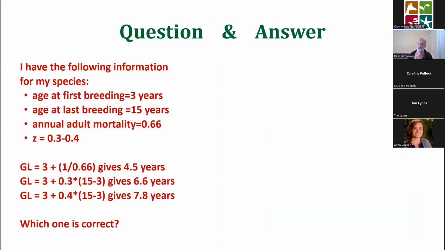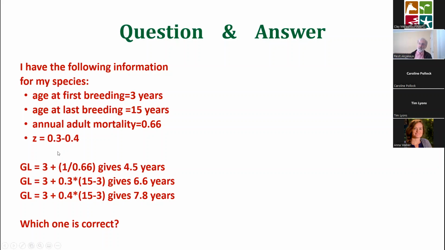Okay, so here's a question about this. I have the following information for my species. Age of first breeding is 3 years, age of last breeding is 15 years, adult mortality is 0.66, and I think Z is between 0.3 and 0.4. Now, because we know both mortality and age of last breeding, we can use both of the formulas that I mentioned, right? So if you use one of the formulas, you get 1 over 0.66 plus age of first breeding gives 4.5 years.